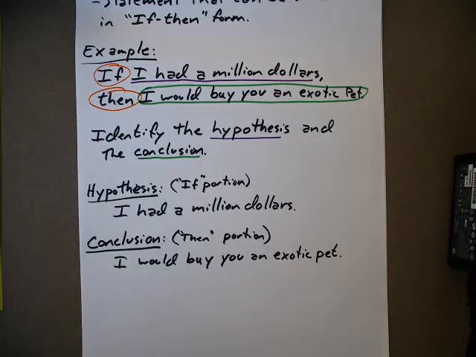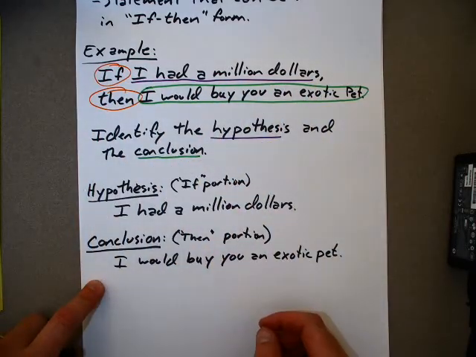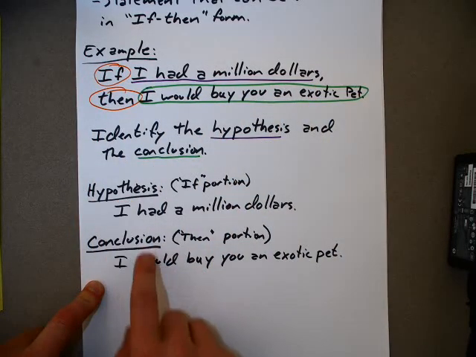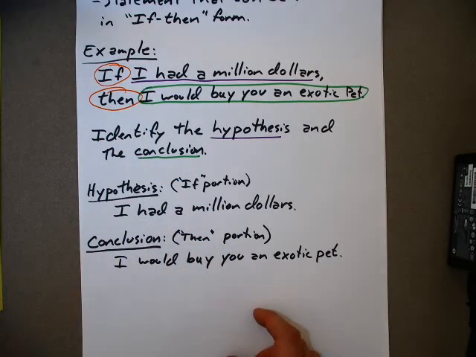So that is really all you have to do when you're asked to identify the hypothesis and conclusion. You're taking the first statement after the if and before the comma for the hypothesis, and for the conclusion, you're just getting what would come after the then and to the end of the sentence.